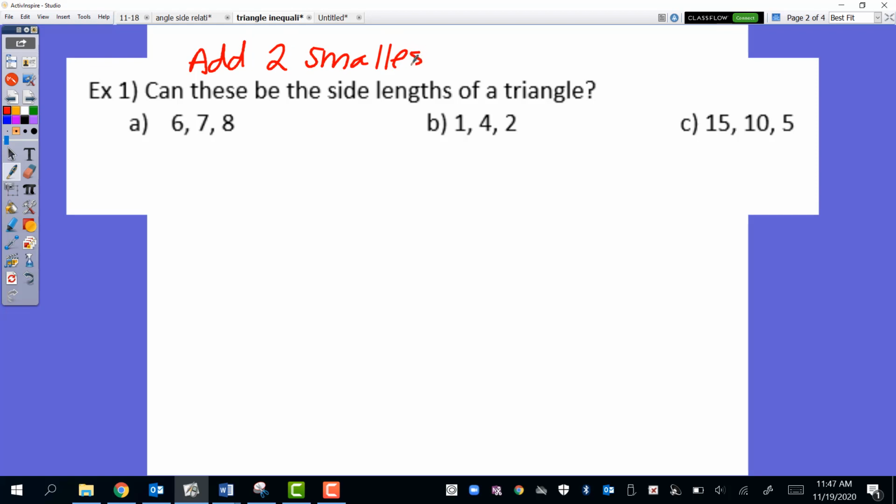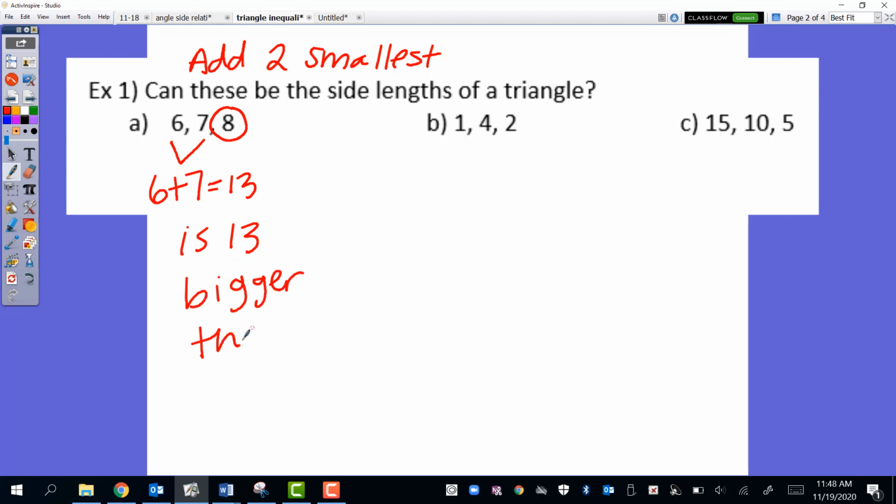Okay. So like in letter A, I have 6, 7, 8. I usually circle the biggest number. So out of 6, 7, 8, what is the biggest number? It's an 8, obviously. So you're going to add those other two numbers together. 6 plus 7. What is 6 plus 7? It is 13. Is the 13 bigger than the third side they gave you? 8. Is 13 bigger than 8? Yes. So then yes, this is a triangle. Bam. Okay, so this is really a yes or no question.